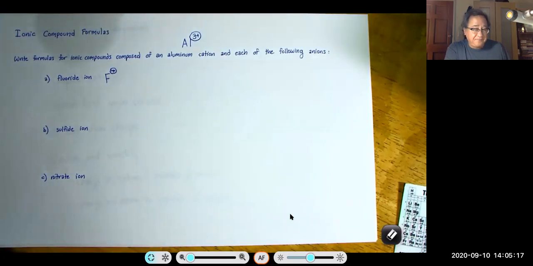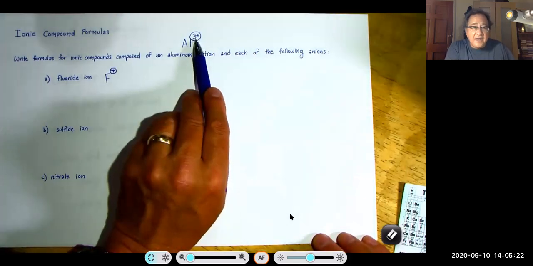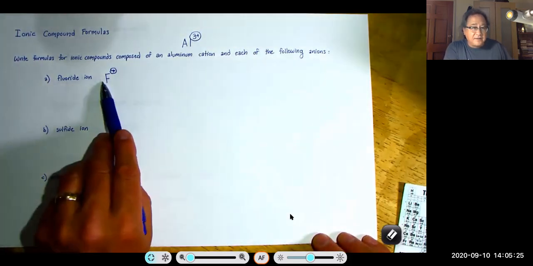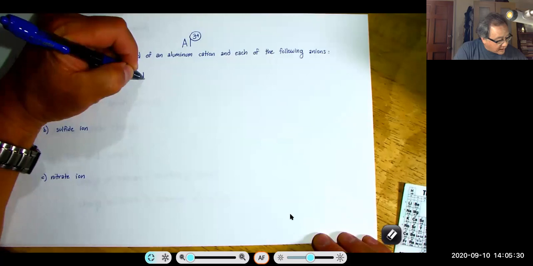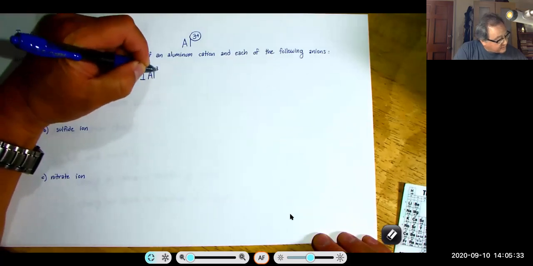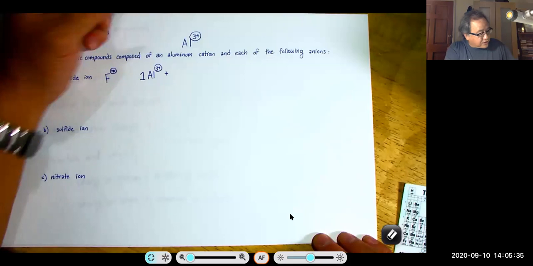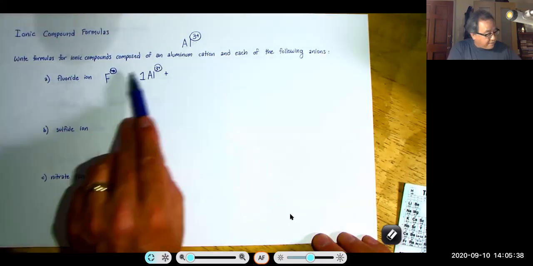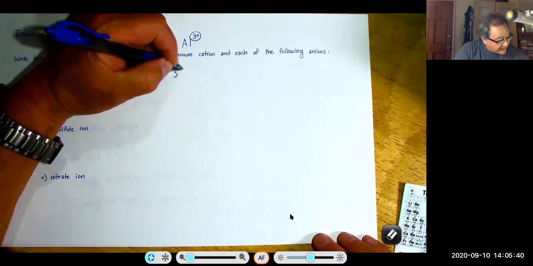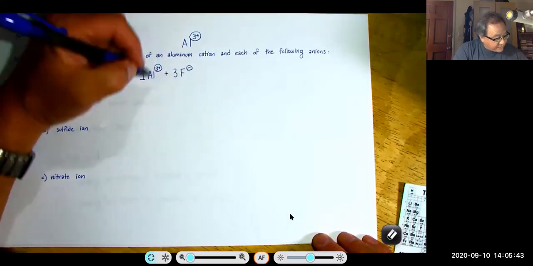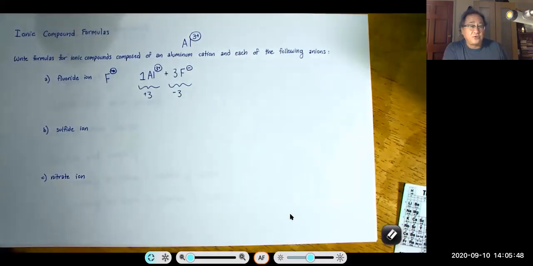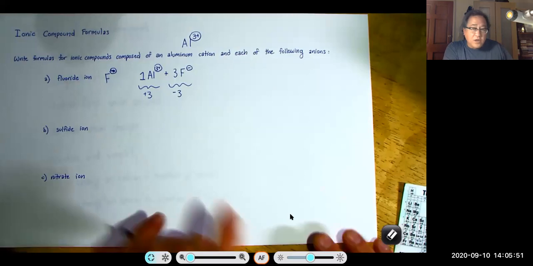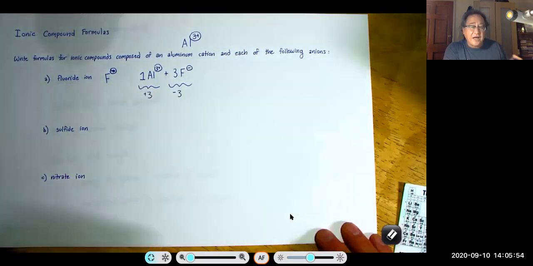Now, the best way to get the formulas for these is to do what I call a switch and simplify. Switch and simplify means that you take the charge of one ion and make it the number of the other ion. So the fluoride ion has a charge of 1, so we're going to have 1 aluminum ion. And since the charge on the aluminum is a 3, we're going to have 3 fluoride ions. So can you see here we've got +3 charge, and here we've got -3 charge, which should give us a neutral compound.